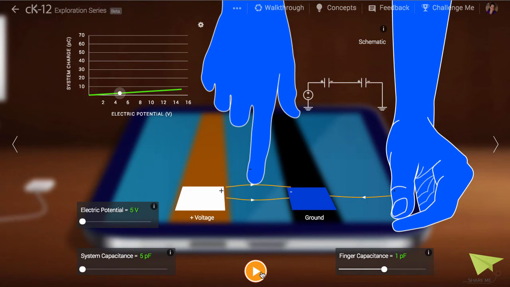So by introducing a neutral object, our finger, into the system, we disrupt the electric field patterns that exist in the device. This disruption causes charge to flow, which the computer understands. Hope you've enjoyed this simulation.